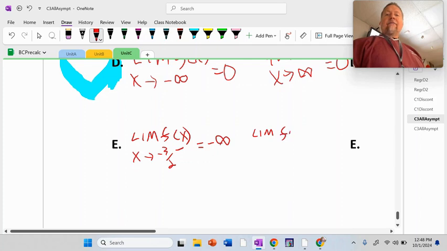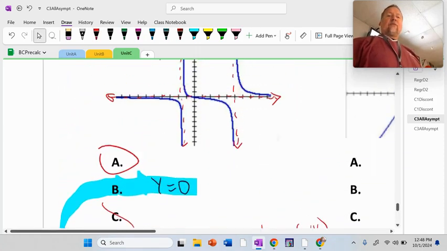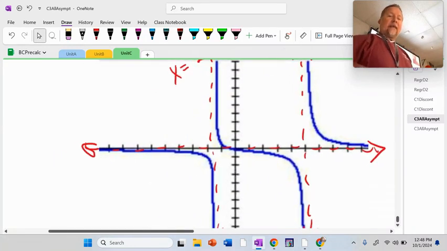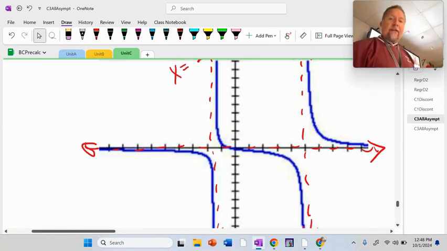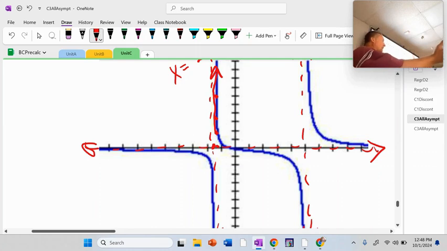Limit of f of x as x approaches -3/2 positive. Let's go back up to the graph. Let's look at that. And then let's write it right here. Here's -3/2. Here's right of -3/2. Input, output. Get closer, output. Closer, output. Where are these outputs going? Infinity. How is this hard?